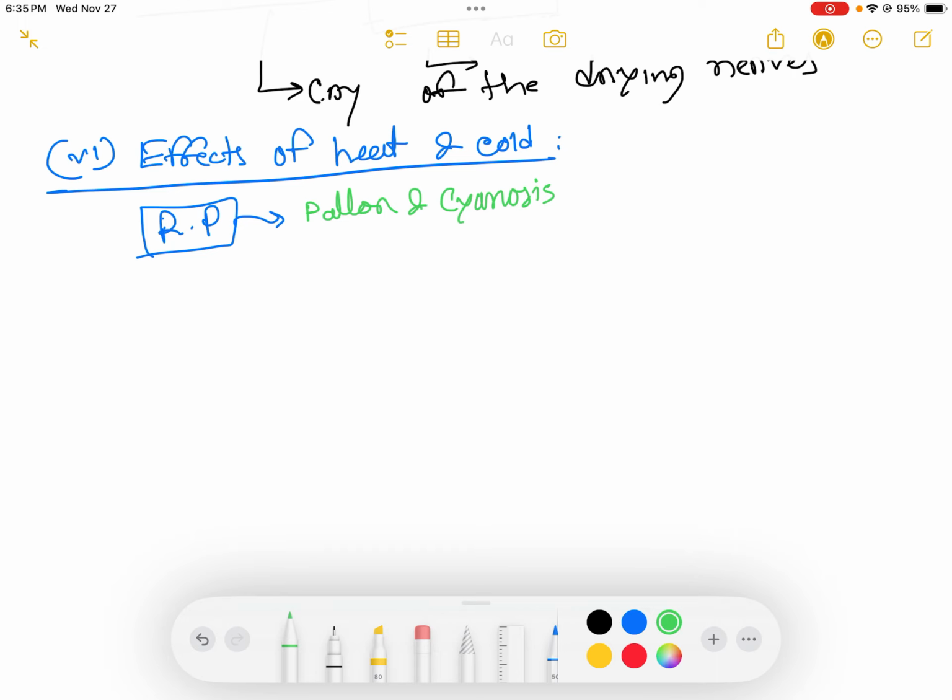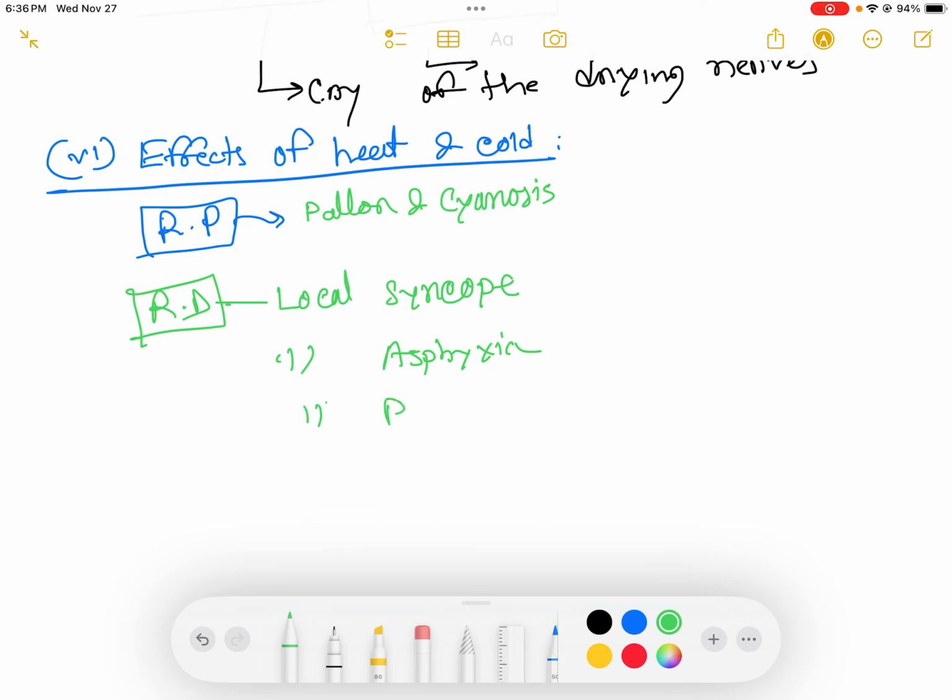In Raynaud's disease, a number of attacks can be seen. Each attack is comprised of 3 stages. Number 1, local syncope. Number 2, local asphyxia. And number 3, local recovery.